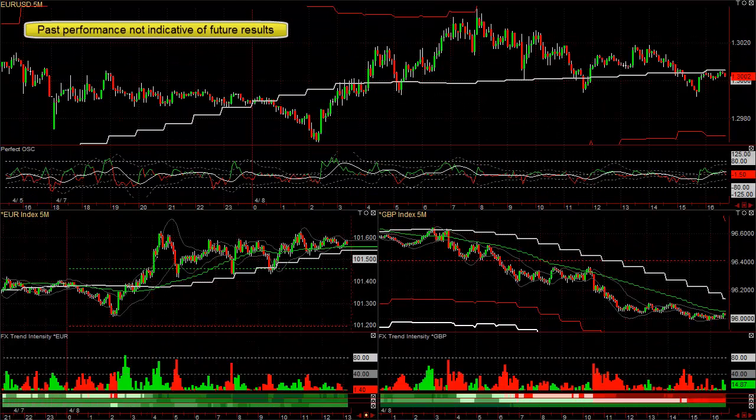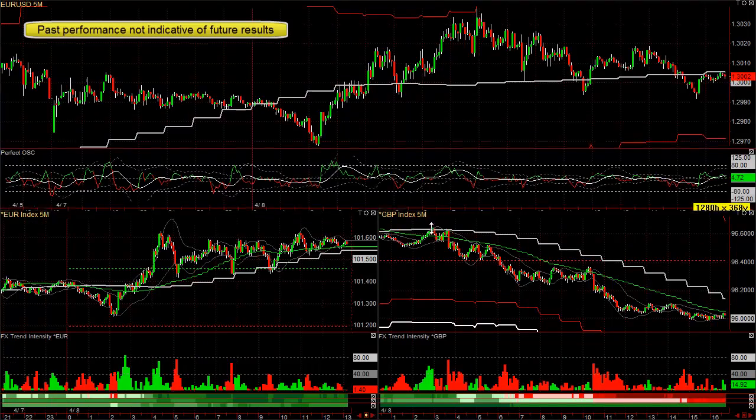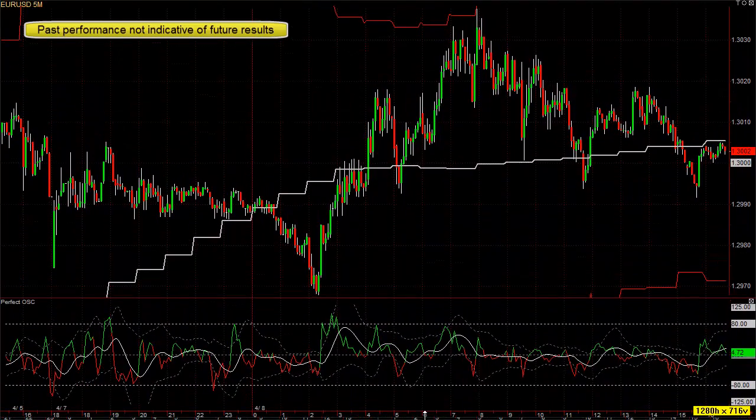And I'm going to get rid of this range chart. We'll just keep it simple. It doesn't matter what time frame. Using this concept, you can use 1-minute charts, 2-minute, 3, 4, 5, up to maybe a 15-minute. You can use tick charts or range charts.